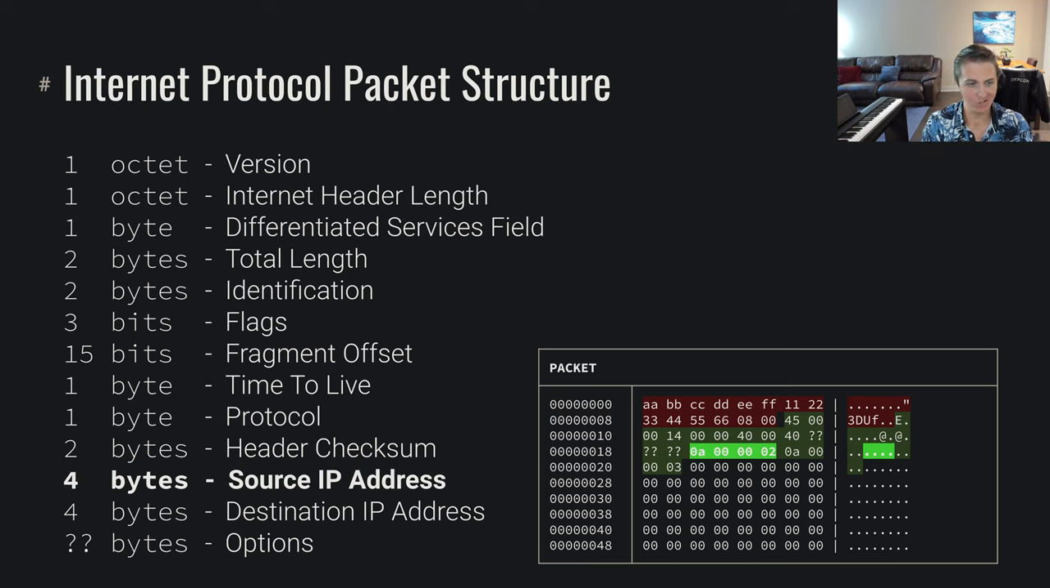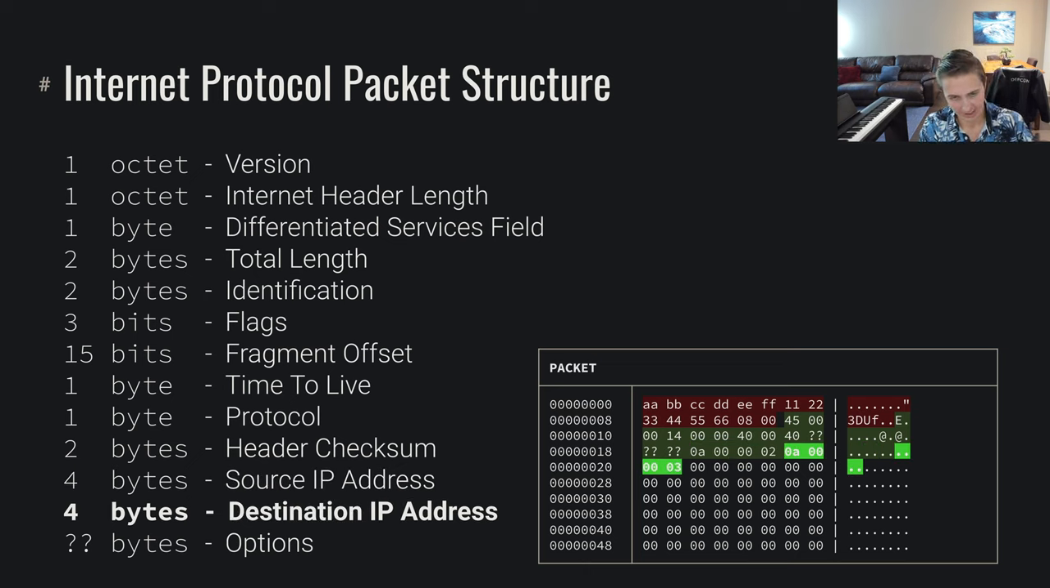Finally, one of the more important fields for us, and super critical to the internet protocol, is the source IP address. In this case, we have 0A000002, aka in decimal 10.0.0.2, and this is where we're sending from. So if we're sending from 10.0.0.2 to 10.0.0.3, we've got this laid out here. We have the source IP address, which is 4 bytes, and then the destination IP address, which is 4 bytes. This gives us very important information about where we're coming from and where we're going to.